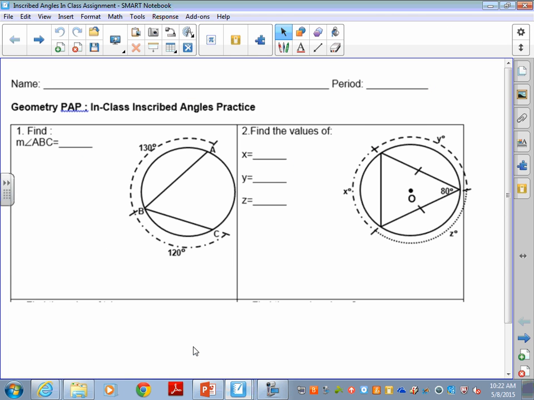All right, this is the worksheet you picked up. Put your name on it. This is the in-class assignment that we are going to do using our notes, using what we just learned.